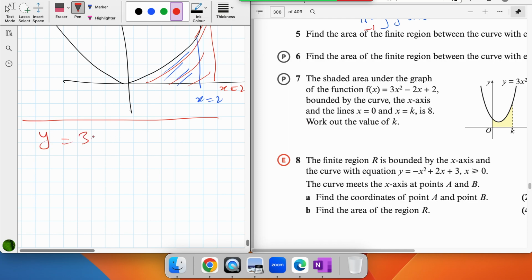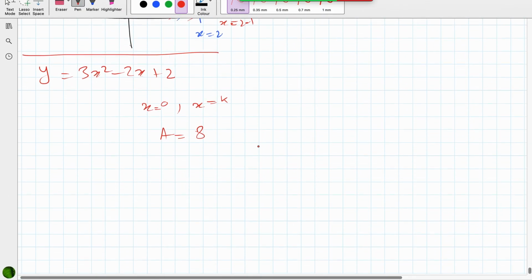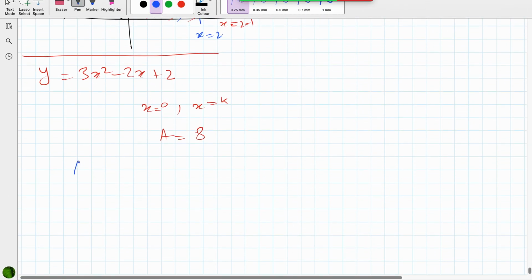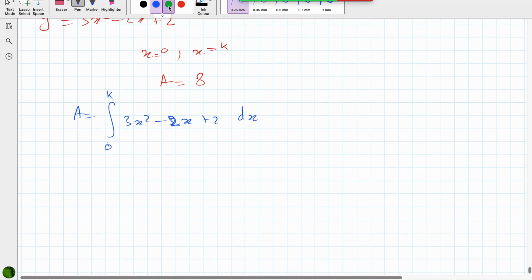So the equation is y is equal to 3x square minus 2x plus 2. The limits are given, 0 and k. k is unknown, and area is given, which is 8. So what do we do? We exactly follow the same nature. Area is equal to the integral, lower limit to upper limit, of 3x square minus 2x plus 2 with respect to x, and now we substitute the values and perform the integration. Area is already given, that is 8.